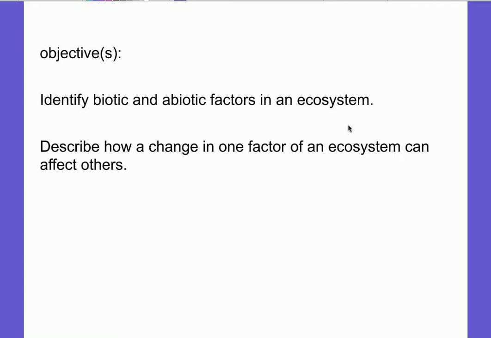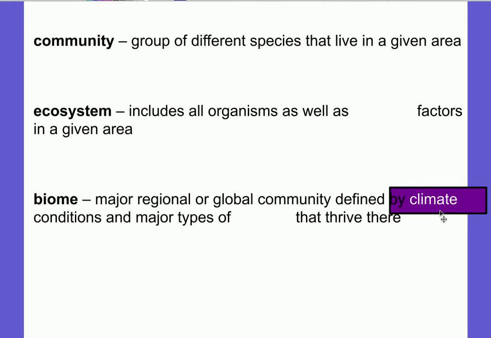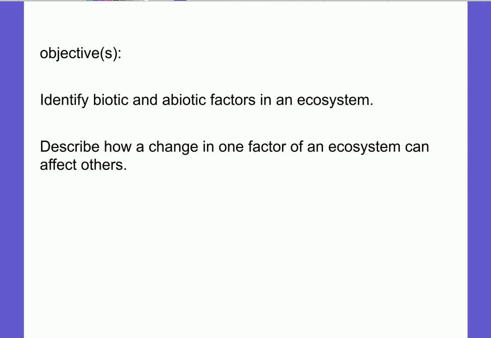Before we get started though, you probably just finished another video and some of you might be a little freaked out. I forgot to give you a word for one of your blanks. I didn't realize I skipped over it. But for your biome definition, it's defined by climate conditions and major types of plant life. I forgot to uncover that climate part of the definition. Just kind of assumed it was there. So you can get that filled in now. Otherwise, we do need to get this next section started.